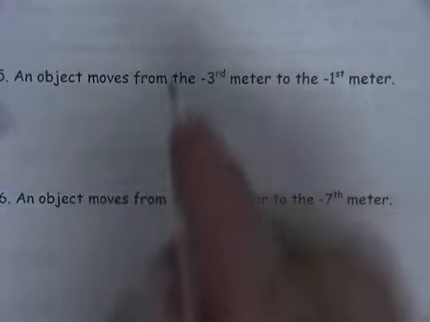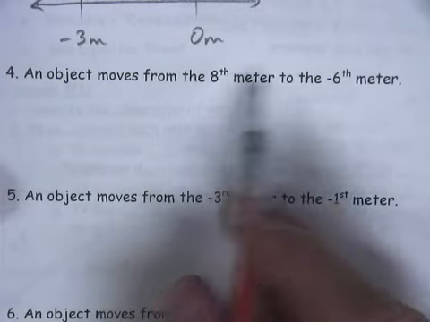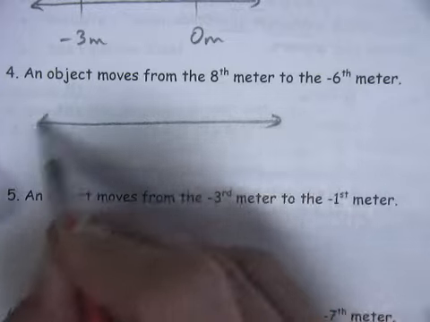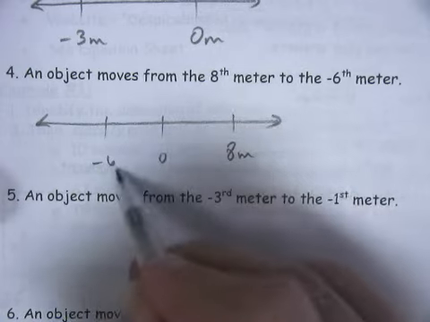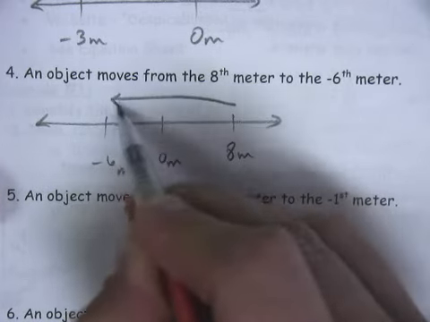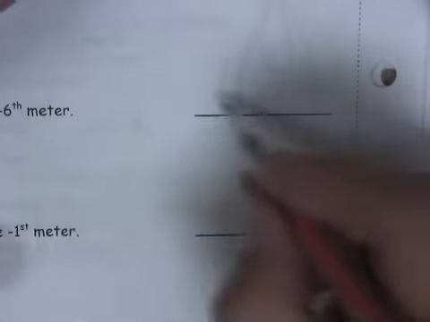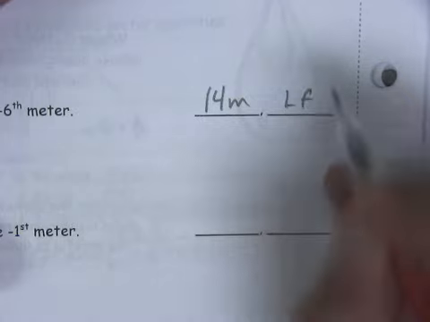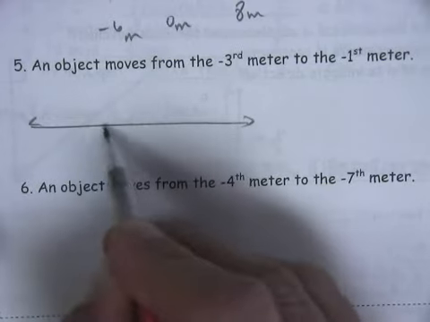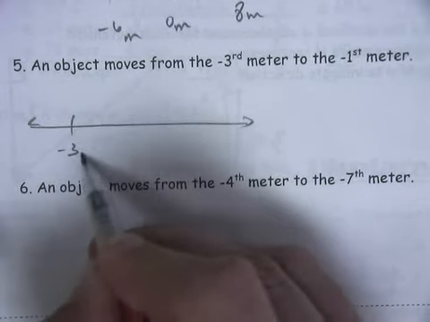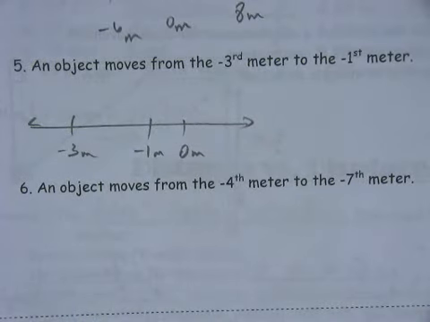The next one, I'm reading the wrong one here. All right, the 8th meter and go to the -6th meter. So 8 is going to be out here. Here's 0, and here's -6. If we're starting at the 8 and going to the -6, that's going to be a total of 14 meters, and we're going to the left. So we'll say 14 meters and to the left. Here's the next one. We're looking for a trend here eventually, and hopefully you'll start to see it as we approach the end of this example.